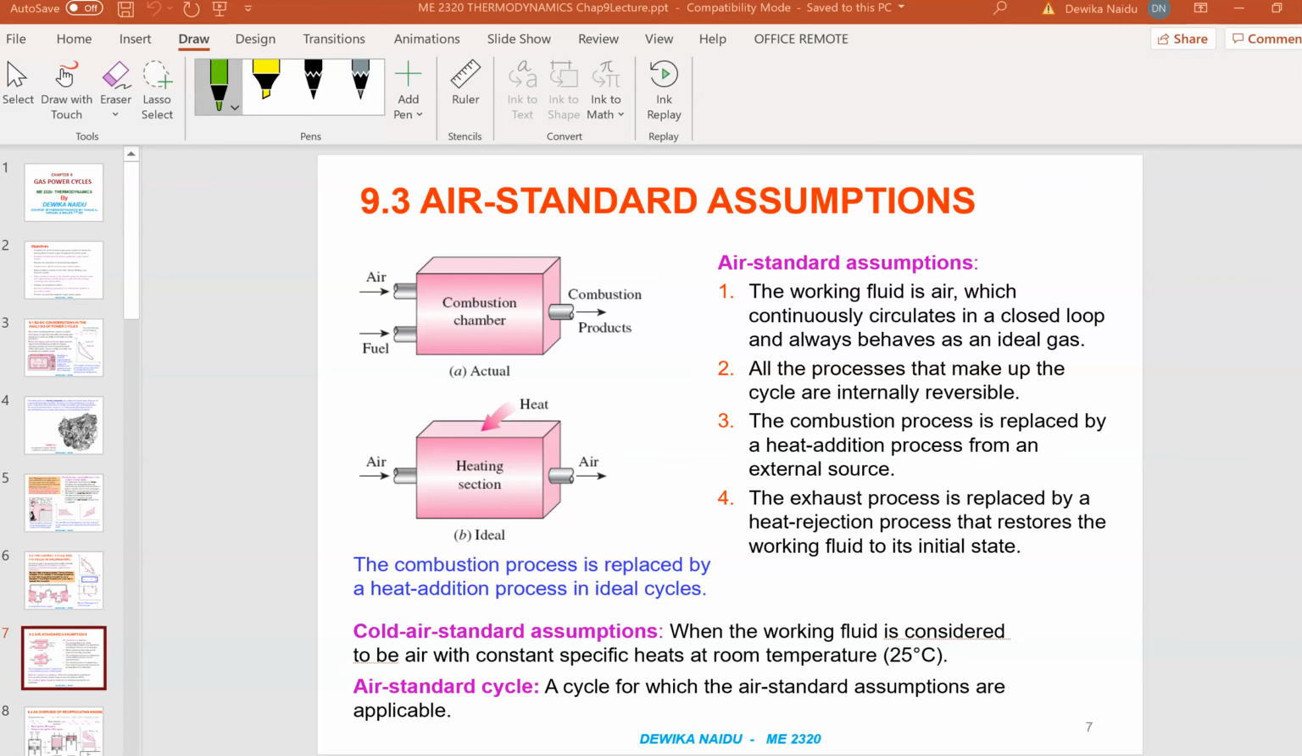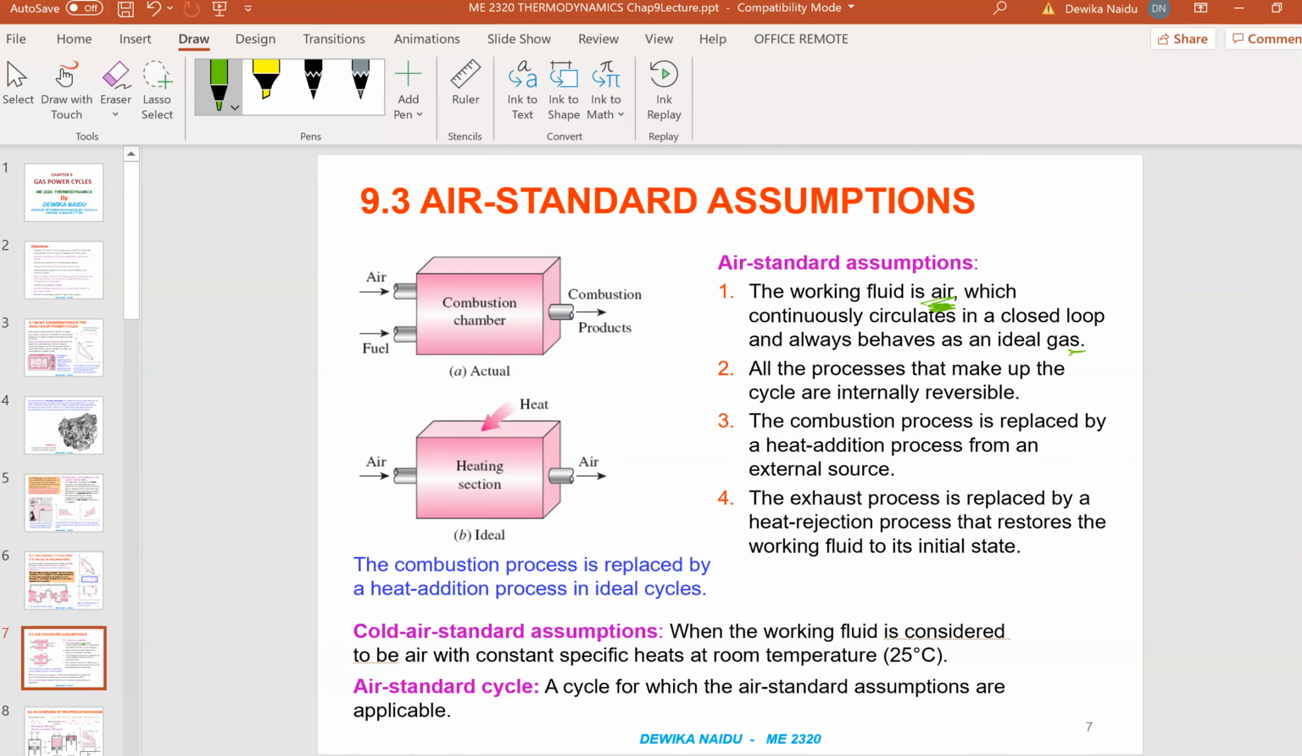Welcome back. Now I'll be going into 9.3, which is the air standard assumptions. The air standard assumption has to be made before we even go deeper into this chapter, because without the assumptions it's very difficult for us to solve the questions. So the first thing is the working fluid is air. The working fluid is air which continually circulates in the closed loop and always behaves as an ideal gas.